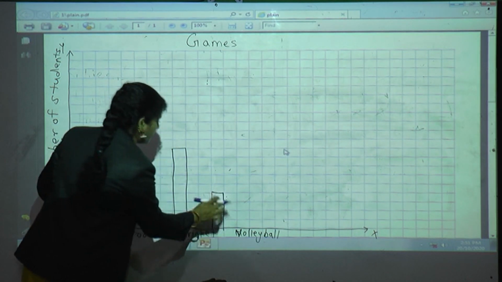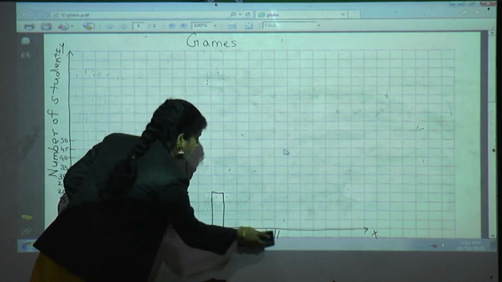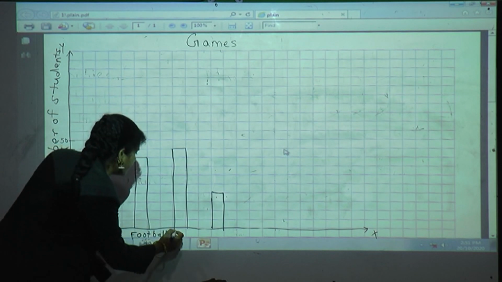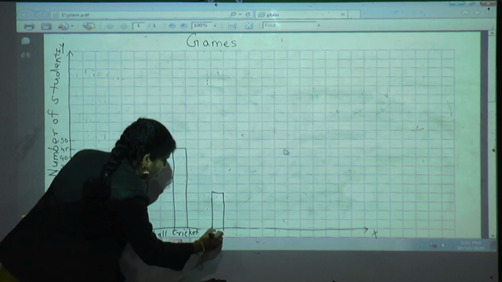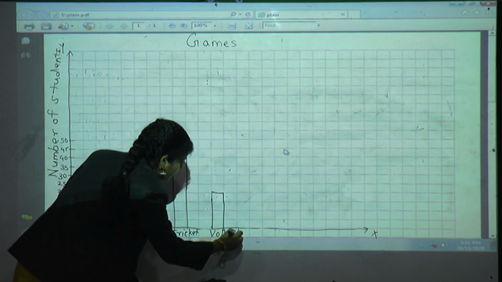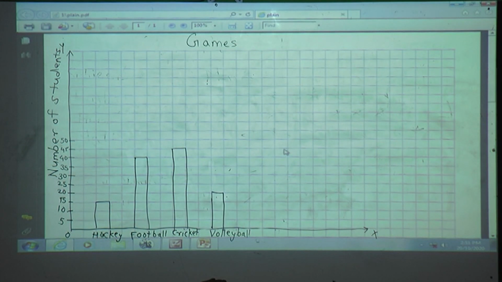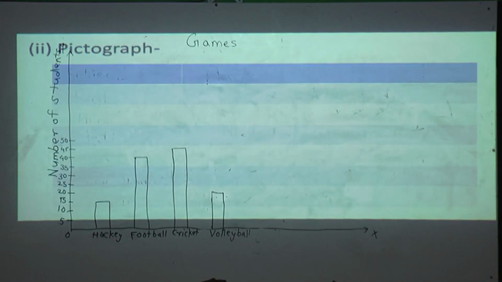So in this way you can draw the bar graph. But students, your names should be in the proper place. Here cricket and here volleyball. So in this way you can draw the bar graph. Okay, now we'll see our next question. Here, question number 6.